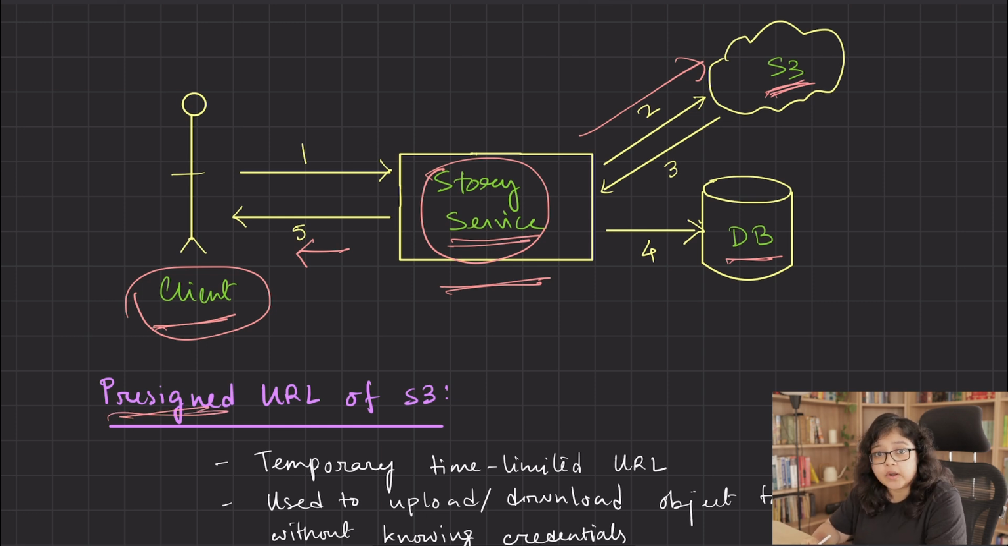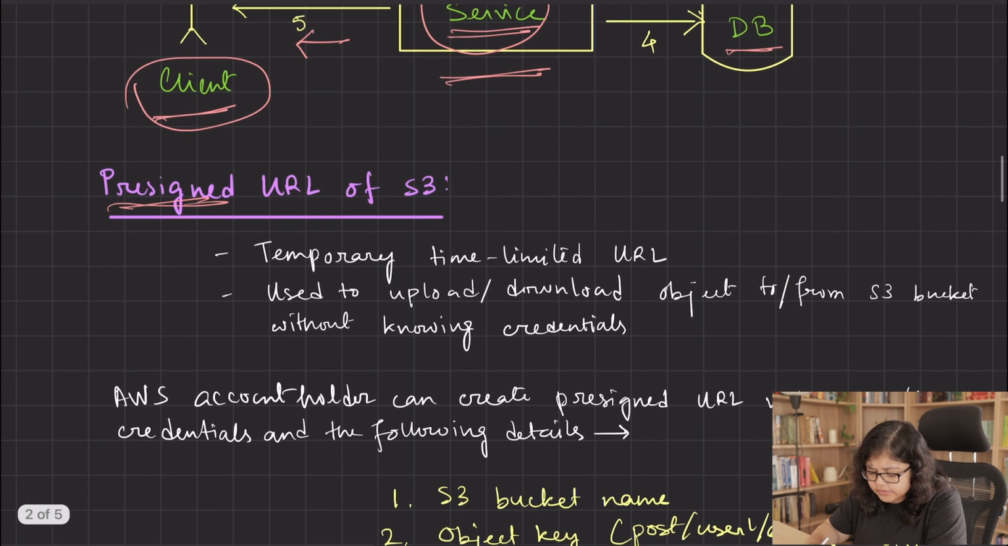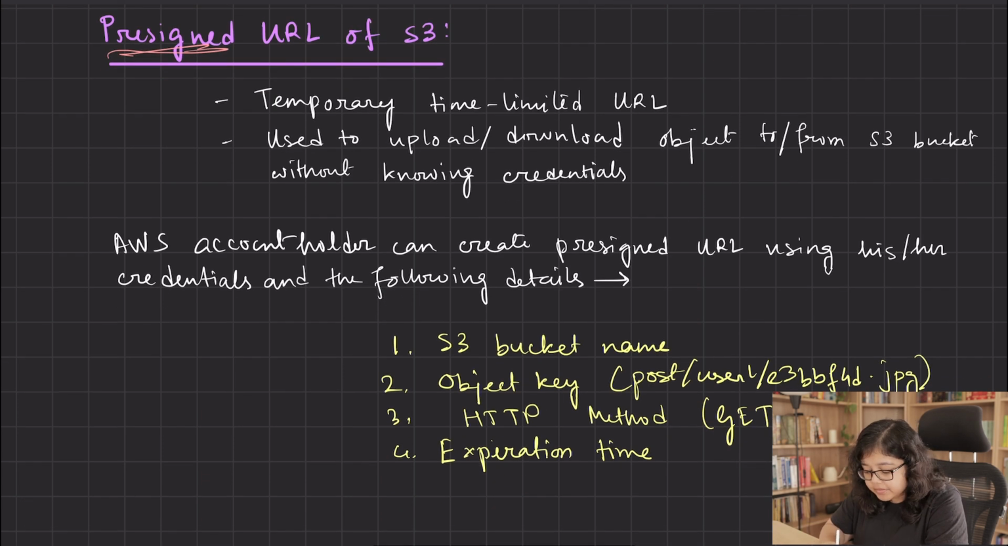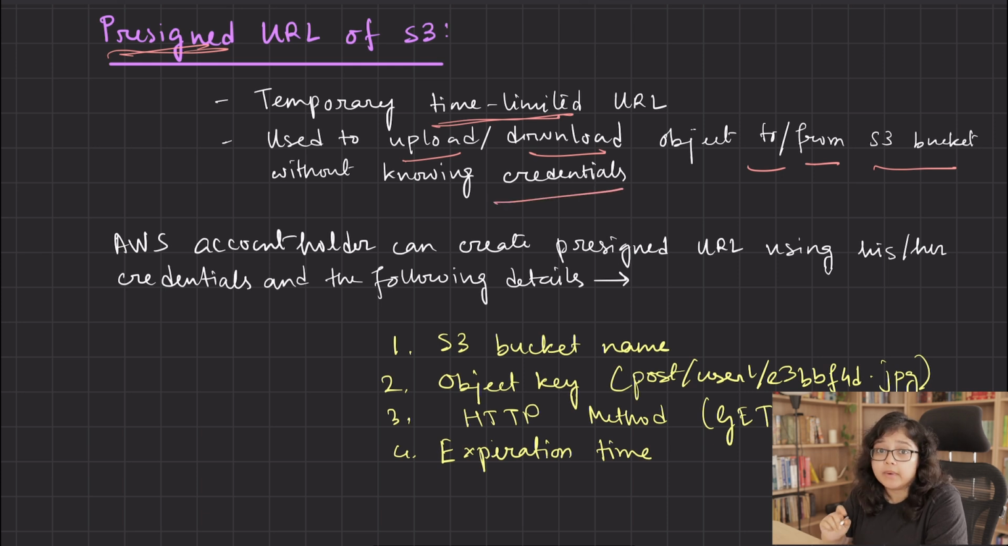Now let's understand what a pre-signed URL is. Pre-signed URL is a very generic concept and it is available in all the cloud service providers like AWS, Azure, GCP, etc. But in today's video, we will focus on pre-signed URL of AWS. So it is a temporary time-limited URL using which you can upload or download an object to or from an S3 bucket without knowing the credentials of the bucket owner.